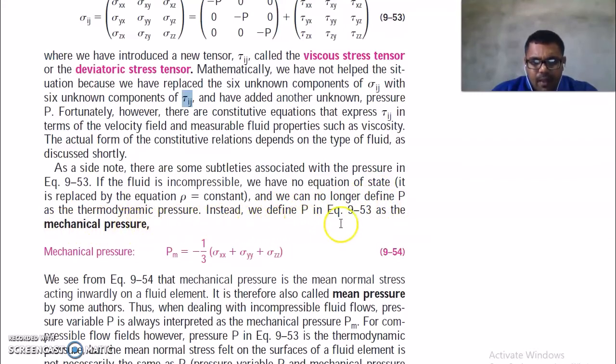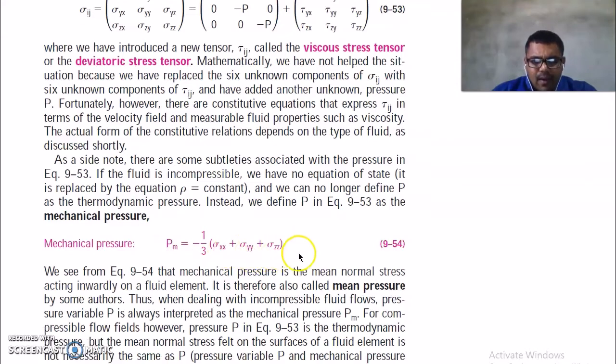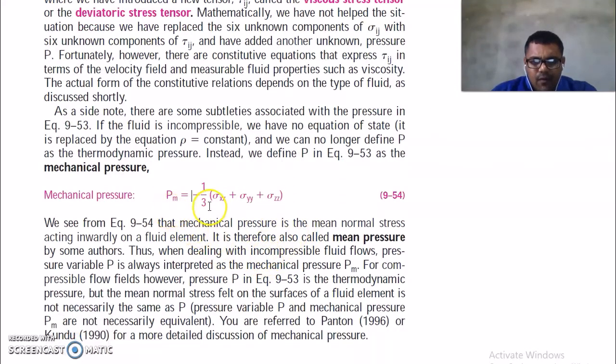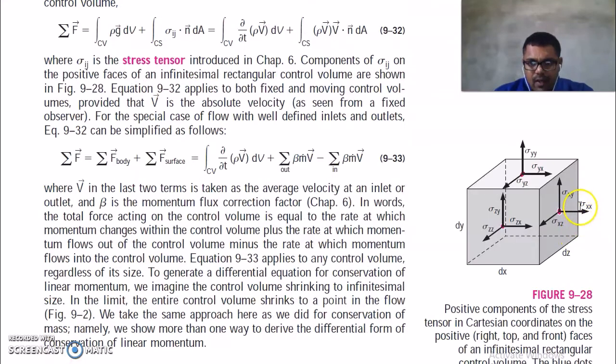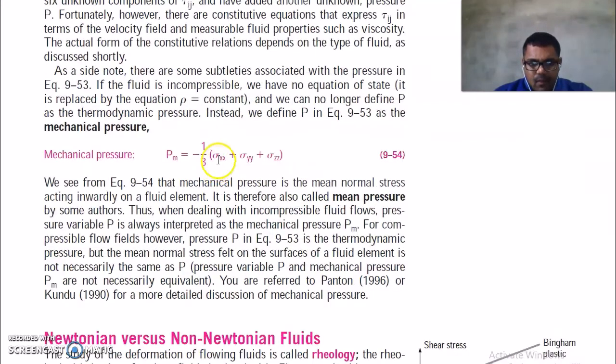Instead, we define P as a mechanical pressure. So this is your mechanical pressure, which is minus 1/3 of (sigma xx + sigma yy + sigma zz). We see from this equation that the mechanical pressure is the mean normal stress acting inwardly on the fluid element from all the three faces. So we will take the sigma xx component, the sigma yy component, and the sigma zz component, which is here.